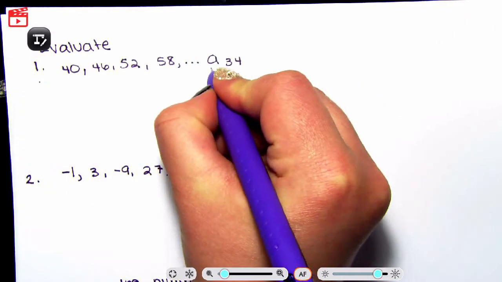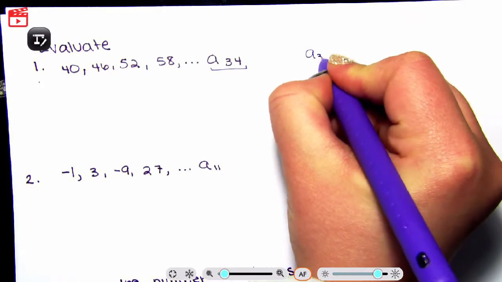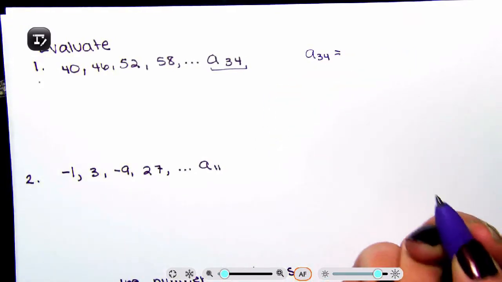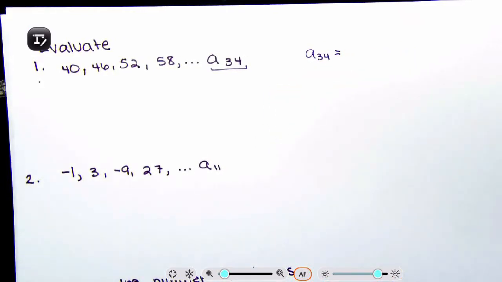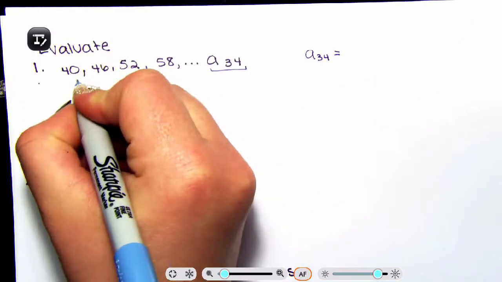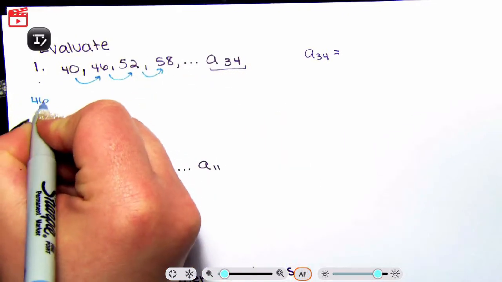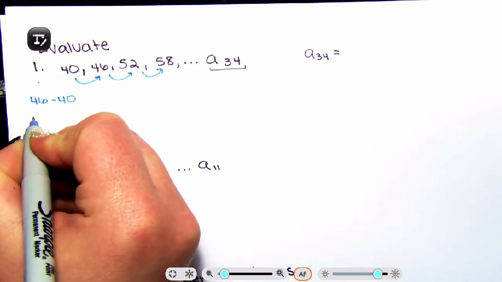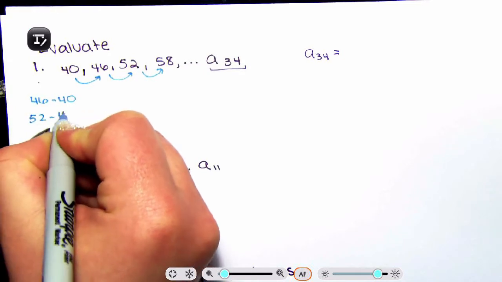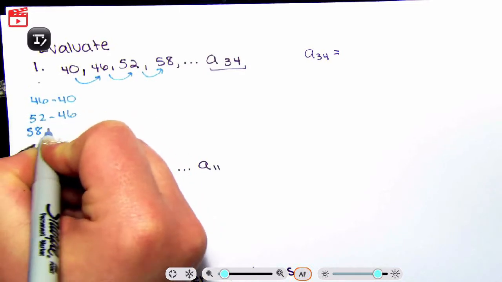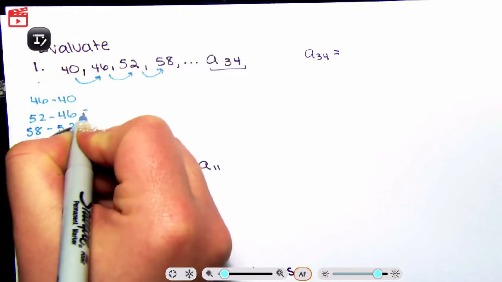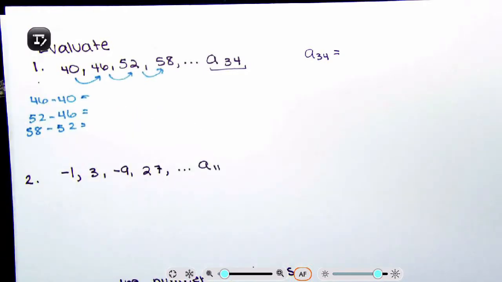a sub 34, that means they want to know the 34th term. We need to figure out this sequence. Is this arithmetic? Is this geometric? I'm noticing that there is a pattern from 40 to 46. There's nothing really that I can multiply 40 to 46 by, so I'm assuming this is arithmetic, but I'm going to need to check. That means I'm taking my right number, subtracting by my left, my right number, subtracting by my left, and my right number, subtracting by my left. If this gives me the same number, that means I have a common difference.